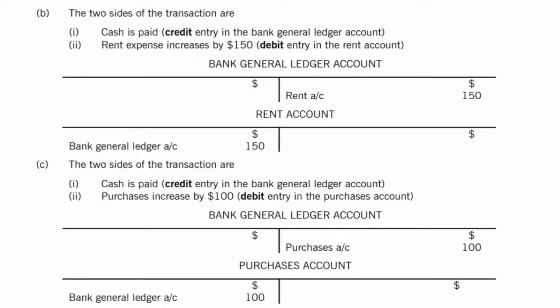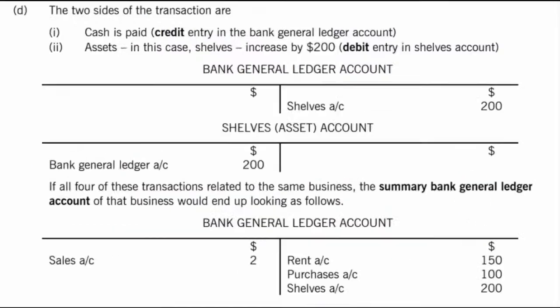Transaction C, buying goods for $100 in cash. What happens? The business purchases inventory using cash. This reduces cash but increases purchases, an expense account. 1. Cash account, asset. Cash decreases because it was used to pay for the goods. This is recorded as a credit. 2. Purchases account. The purchases account increases to reflect the cost of the goods. Expenses increase with a debit. Recording in ledger accounts: bank general ledger account, cash, credit $100. Purchases account, debit $100.